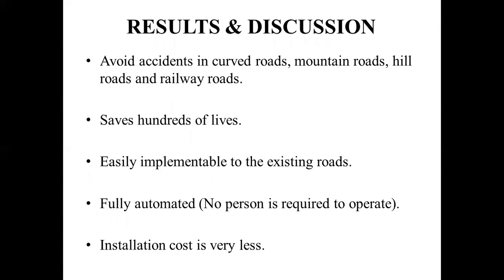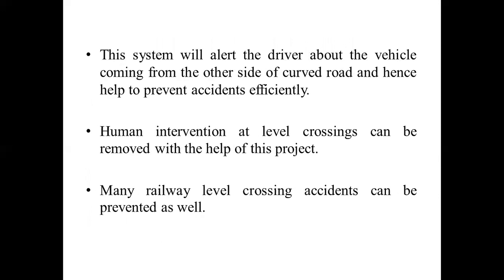And results and discussion. It avoids accidents on curved roads, mountain roads, hill roads, and railway roads. Saves hundreds of lives, easily implementable to the existing roads, fully automated, that is, no person is required to operate. And even the installation cost is very less. This system will alert the driver about the vehicle coming from the other side of the curved road and hence help to prevent accidents efficiently. Human intervention at level crossings can be removed with the help of this project. Many railway level crossing accidents can be prevented as well.